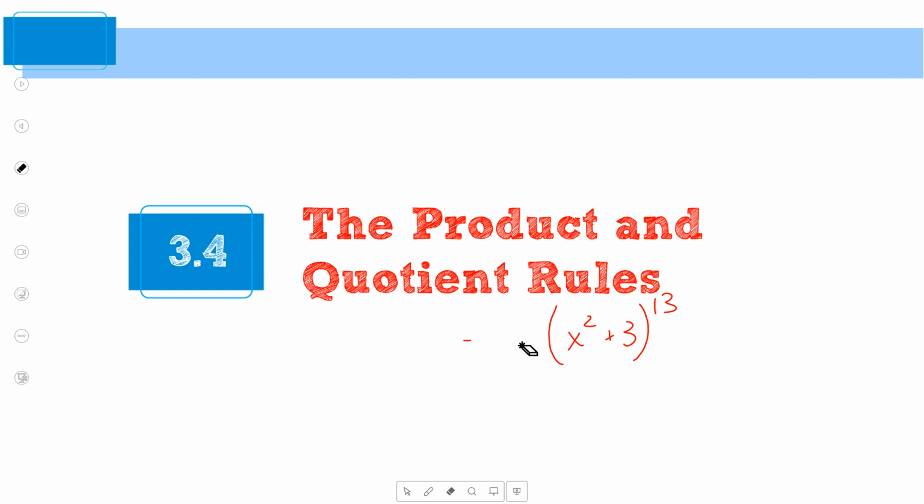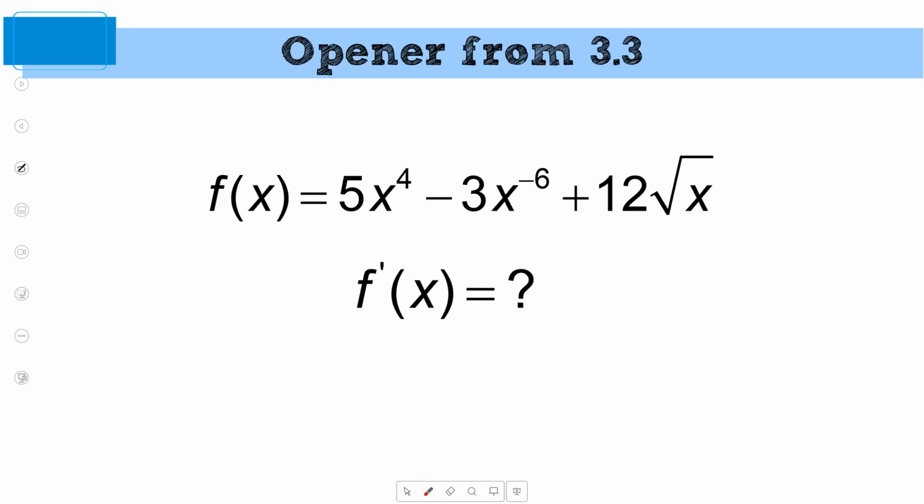This does not require the product rule and quotient rule. It's just a straight up power rule problem. Make sure you're paying attention from yesterday's work. Or I should say Monday's work.